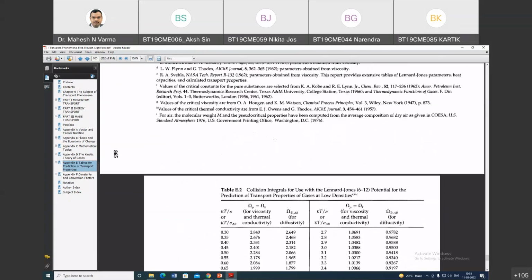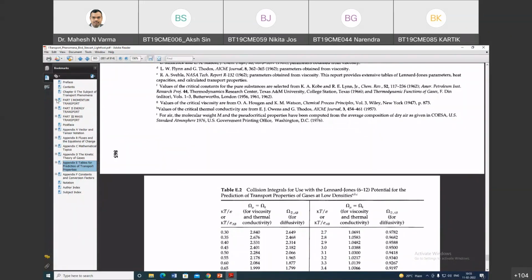So that is what we have covered till now, and hereafter we will be shifting our gear. We will be moving on to estimation of velocity profile, estimation of temperature profile, and estimation of concentration profile. Hereafter, all classes are devoted to that only. That we will discuss in detail.